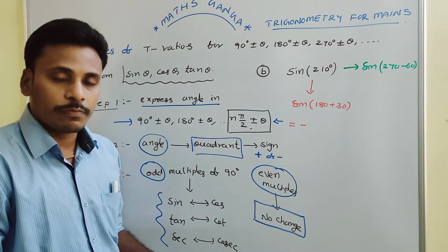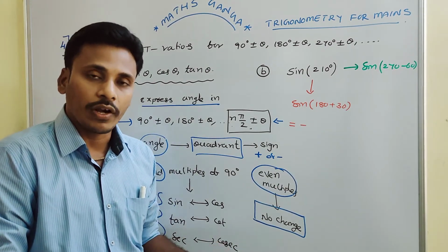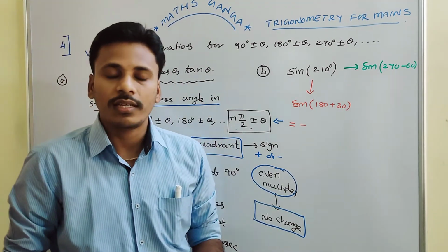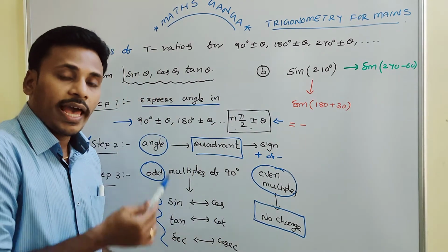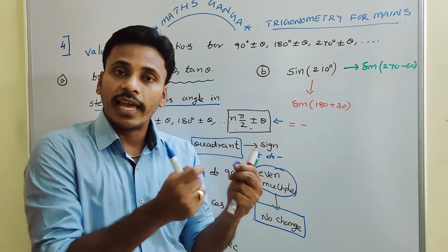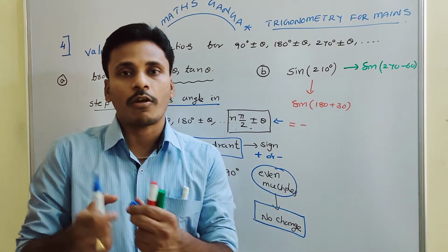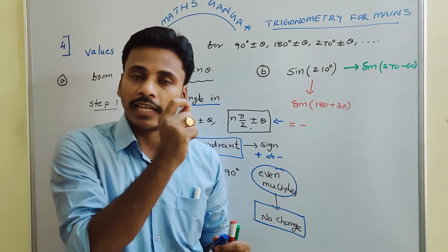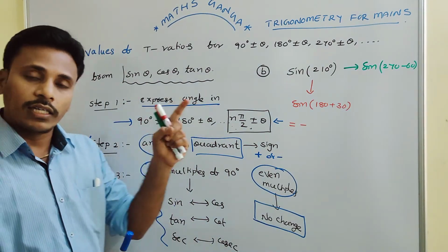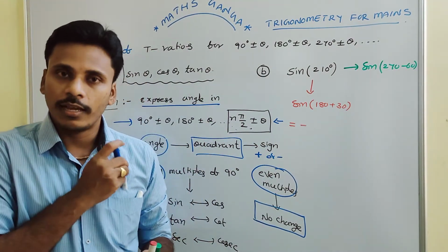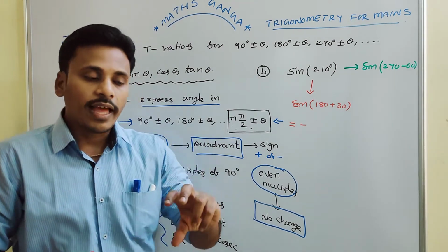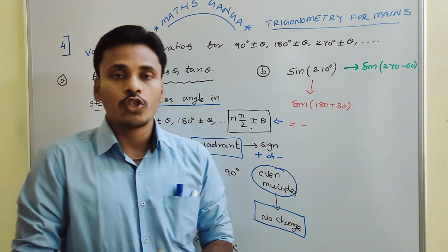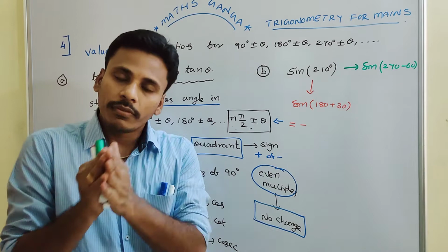Using these three simple steps, we can calculate the values of trigonometric ratios for any angle of this format from the known values of sin theta, cos theta and tan theta. First step, express the given angle as some number into 90 degrees plus or minus theta. Second step, identify the sign, either plus or minus, from the angle and its quadrant. Third step, if it is an odd multiple of 90, there is a change: sine to cos, cos to sine, like that. If it is an even multiple of 90, then there is no such change. The trigonometric ratio remains the same.